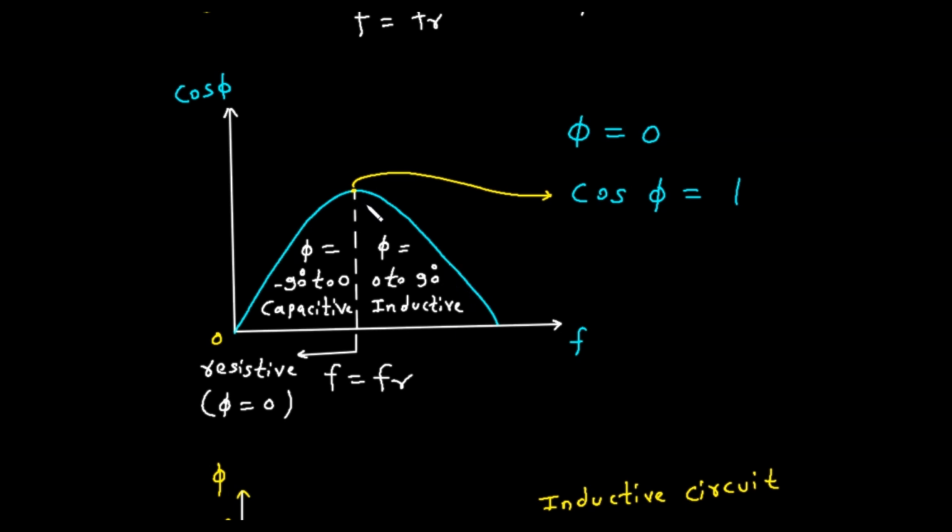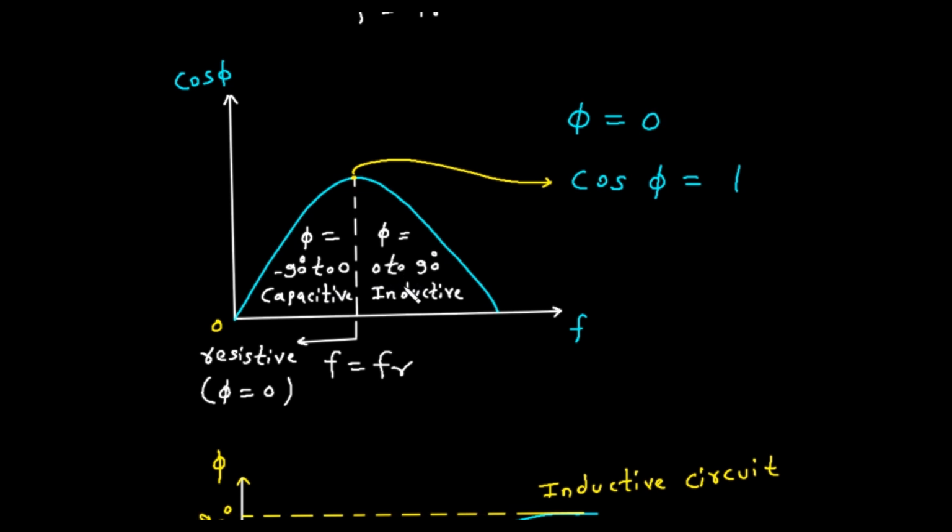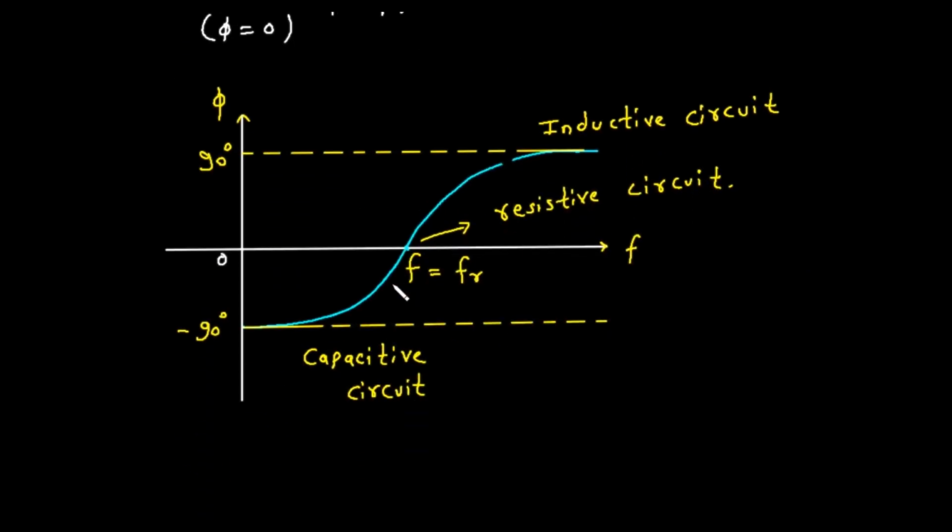To the left of resonance, at lower frequencies, the circuit is capacitive because XC is greater than XL. The phase angle, phi, is negative, between 0 and minus 90 degrees. To the right of resonance, at higher frequencies, the circuit is inductive because XL is greater than XC. The phase angle, phi, is positive, between 0 and plus 90 degrees. The graph of cos phi looks similar to the current graph, a bell shape peaking at 1 at the resonant frequency.